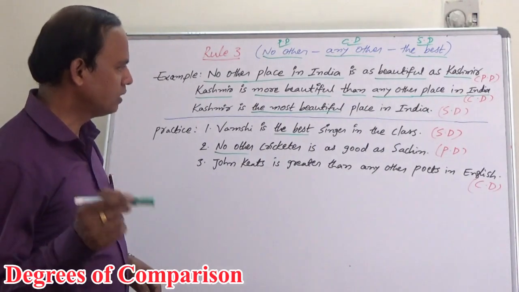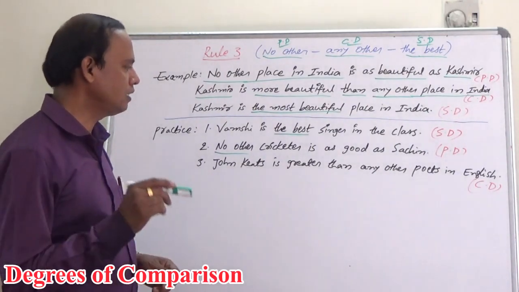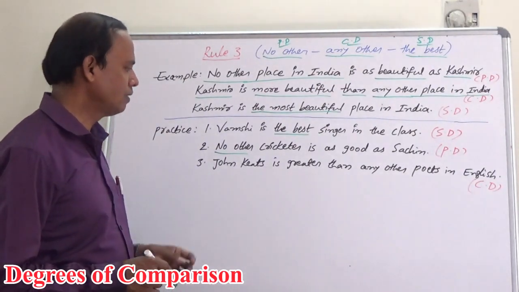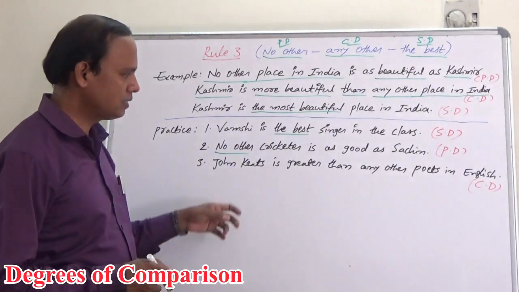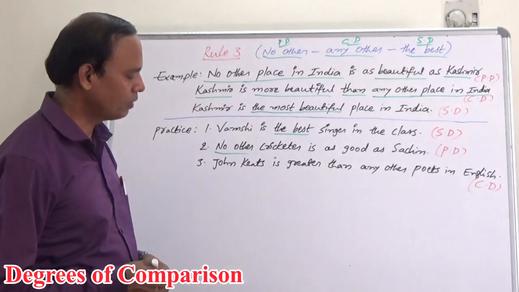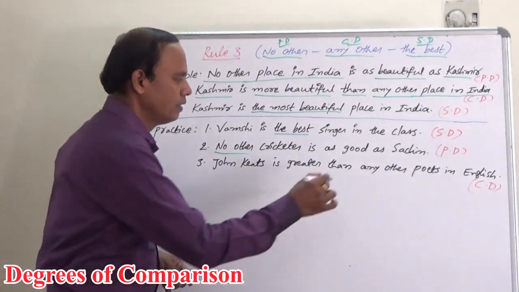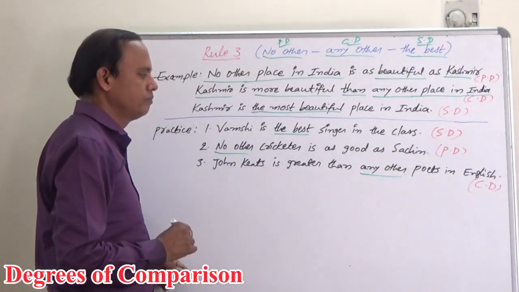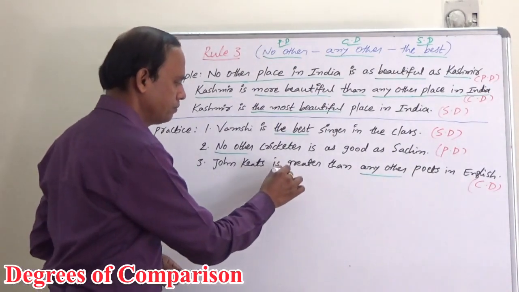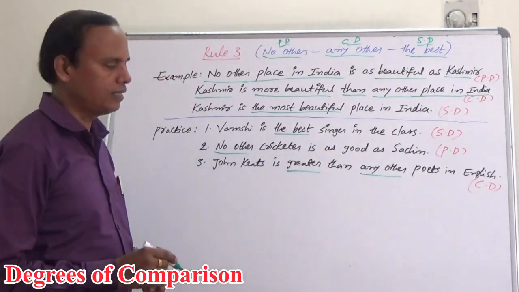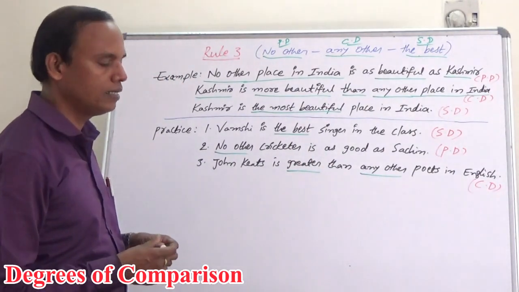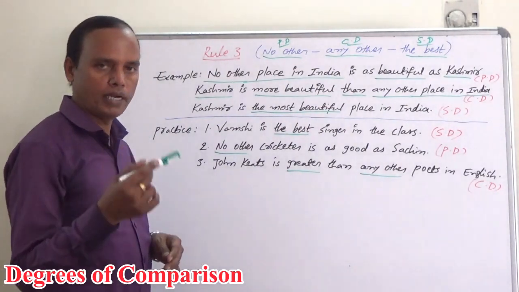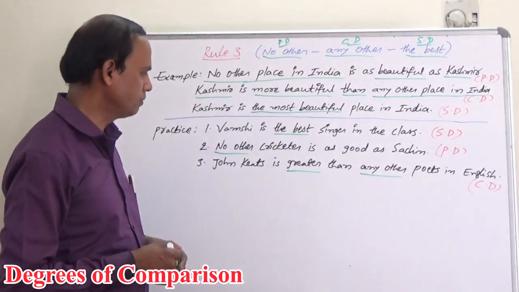Then also you can change to superlative degree. Sachin is the best cricketer in the world. Then the third example, it is given in comparative degree. How can you identify it is in comparative? Because you have seen the phrase any other. Also you have seen here greater, it is in comparative degree. So the sentence is in comparative degree. So you can change from comparative degree to positive and superlative degree.